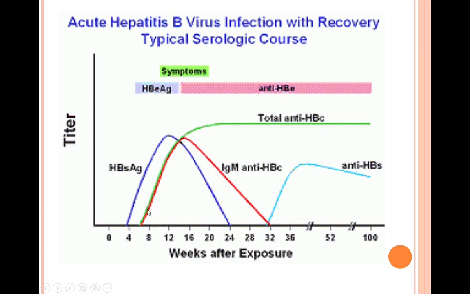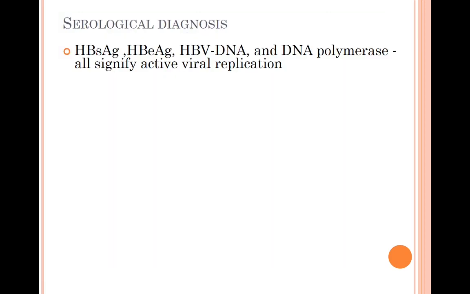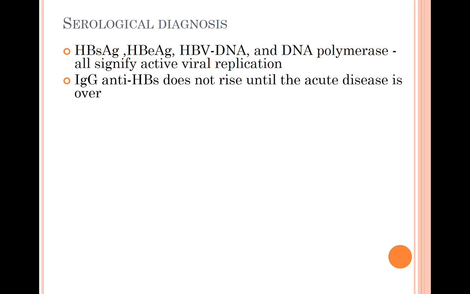You can see that this red line is the IgM antibody to the core antigen, and you can see that it falls. But this green one is the IgG component of the antibody to the core antigen. This is the one which is persistent. So this is the way of serological diagnosis, in which you can test for the surface antigen, the E antigen, the HBV DNA, DNA polymerase. All of them signify active viral replication, and the immunoglobulin IgG will not rise until the acute disease is over.